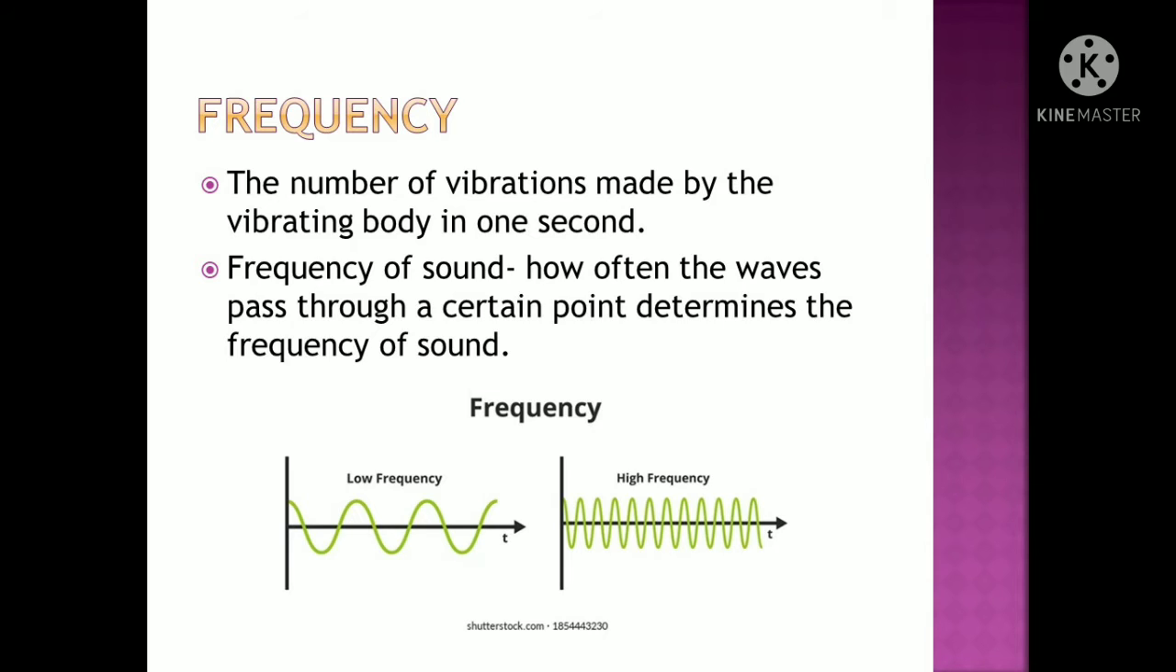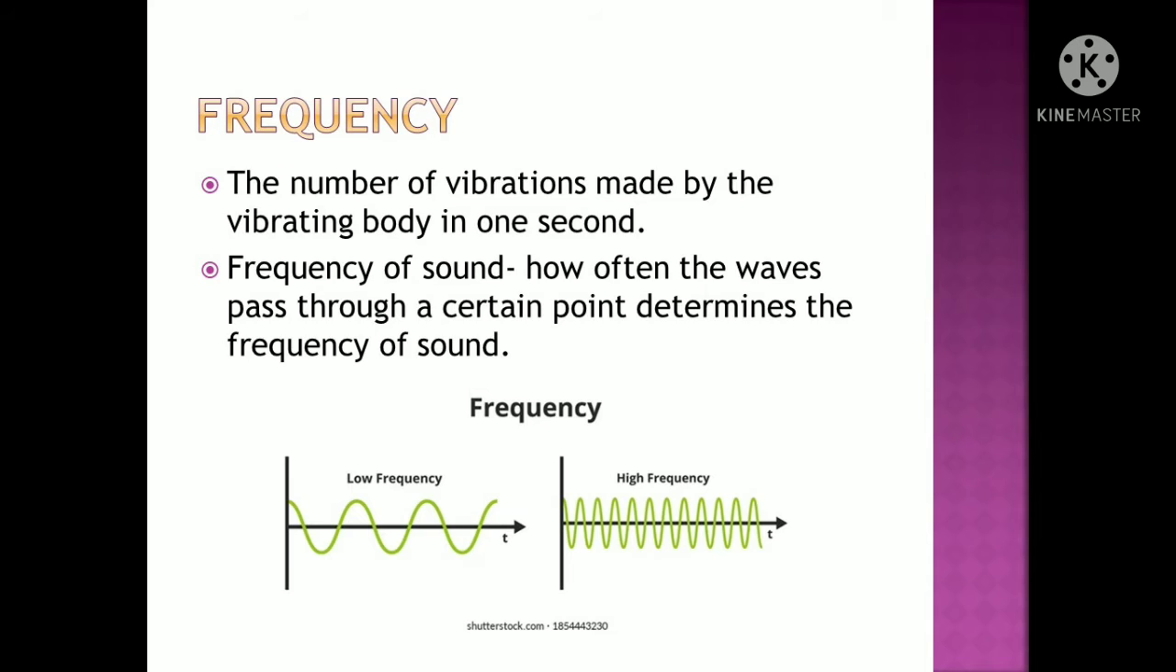Now let's see here. The first figure is a low frequency, means the waves are very low. Slowly it is passing. And high frequency means high pitched sound. Okay, like the sound of your music system, that will be in high frequency. But when two persons are having a good conversation, that will be of low frequency. Okay, so this is what frequency means: the number of vibrations made by the vibrating body in 1 second.